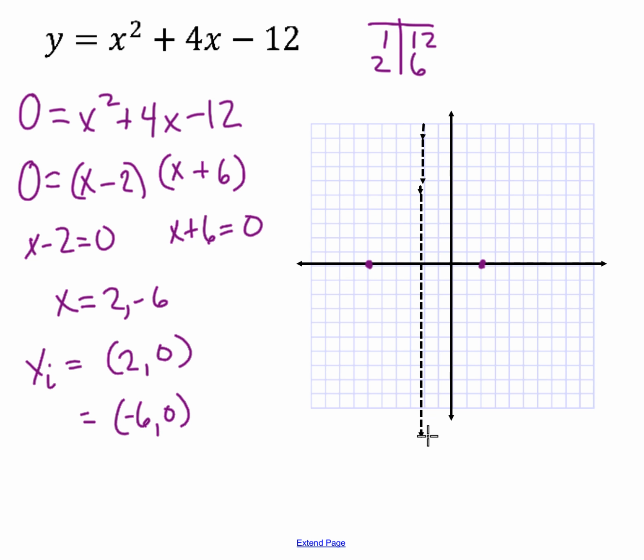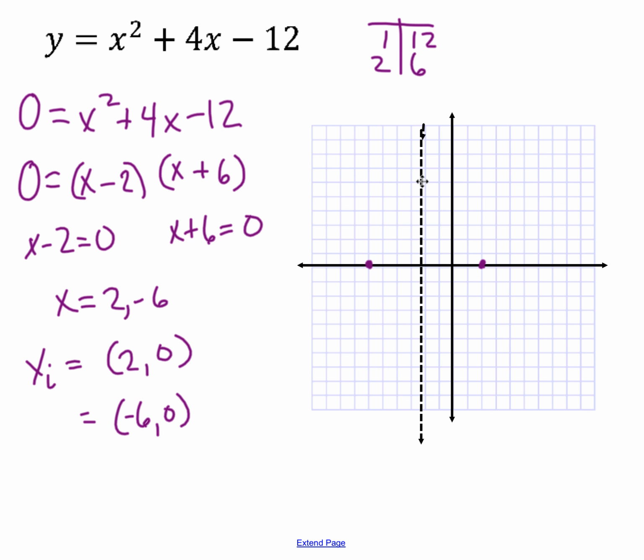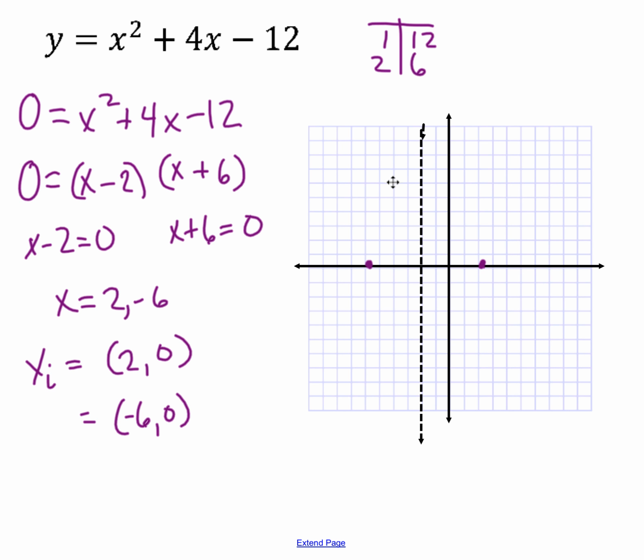Because I know that that is where I kind of messed this up. I know that that is where my vertex is going to lie. It's going to lie on that point.